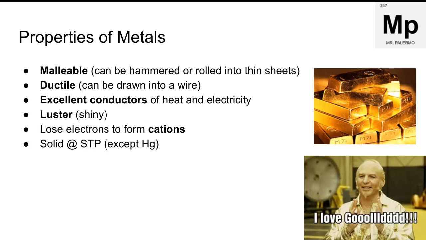The properties of metals. Metals are malleable, which means they are bendable. We can hammer them into thin sheets. They are ductile. We can stretch them into wires. Metals are really good conductors of heat and electricity due to mobile electrons. They are shiny, so they have luster. Metals lose electrons to form positive cations. And they are typically solids at standard temperature and pressure, except mercury, which is a liquid at STP.